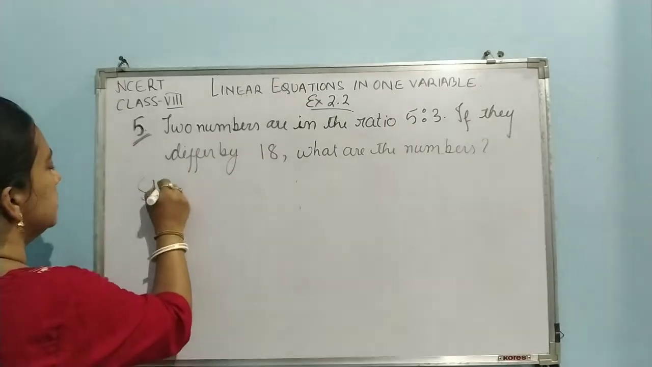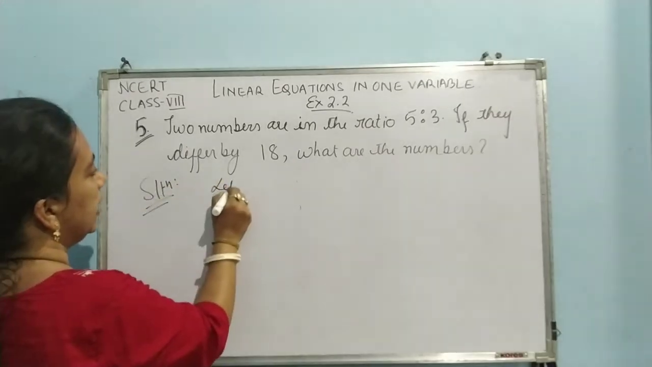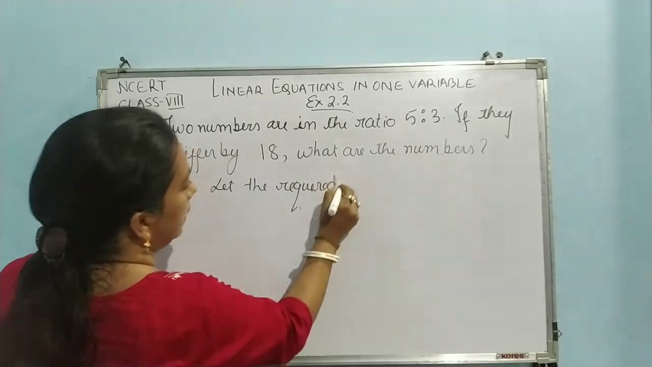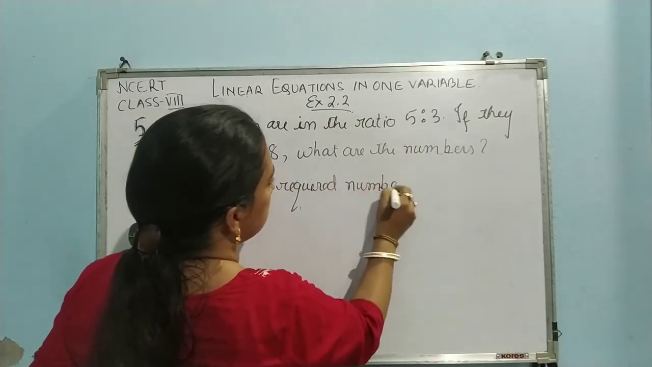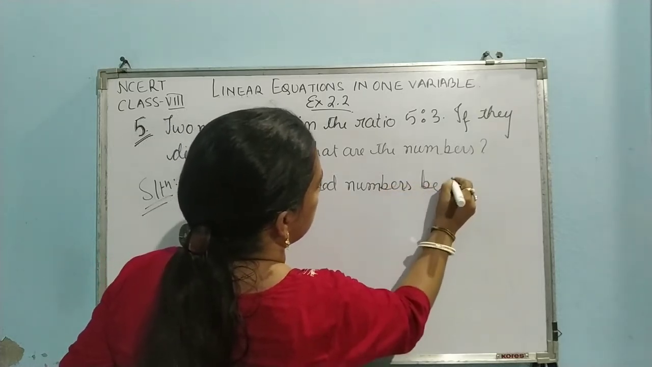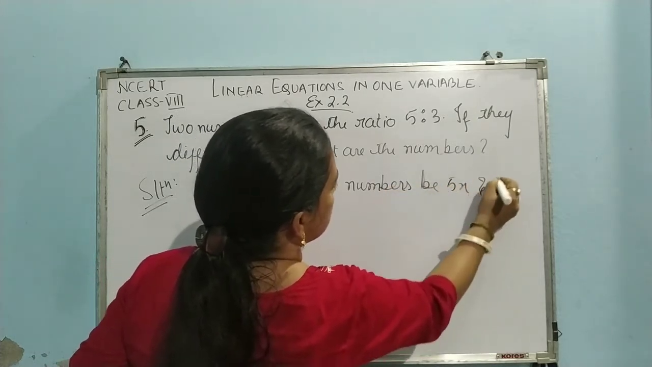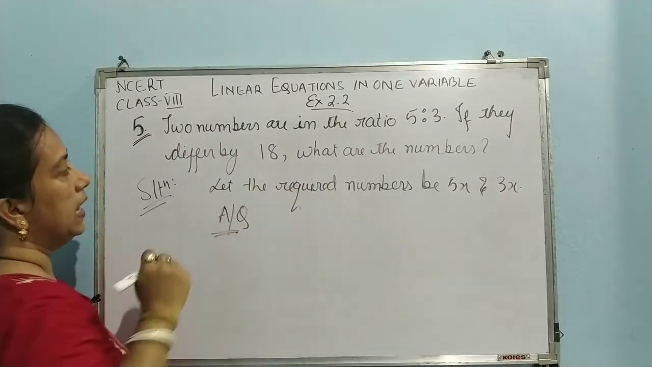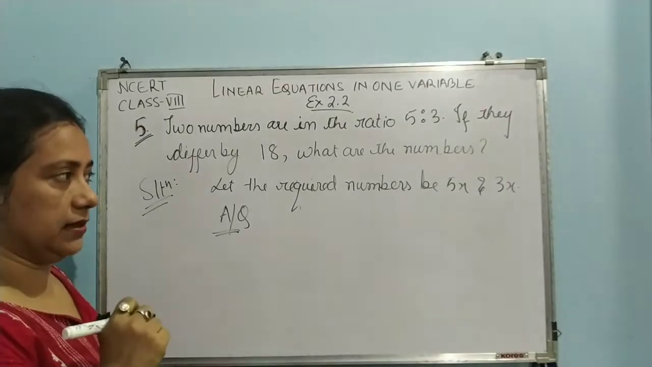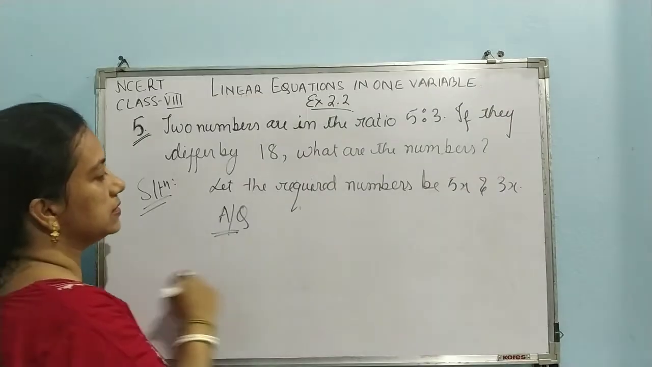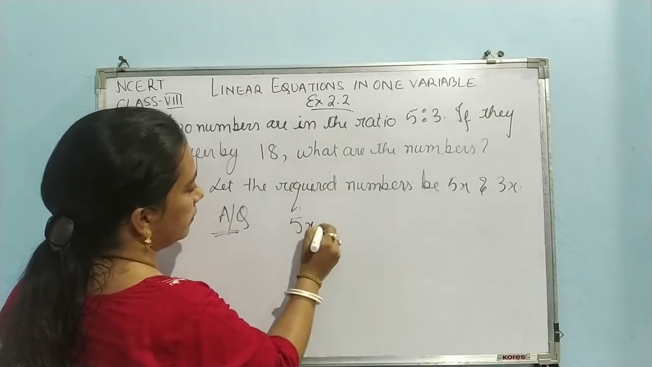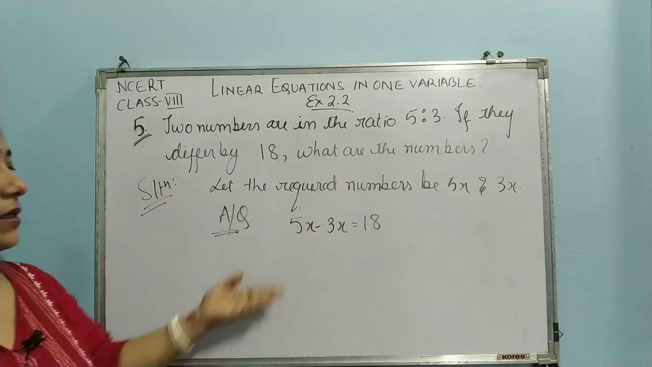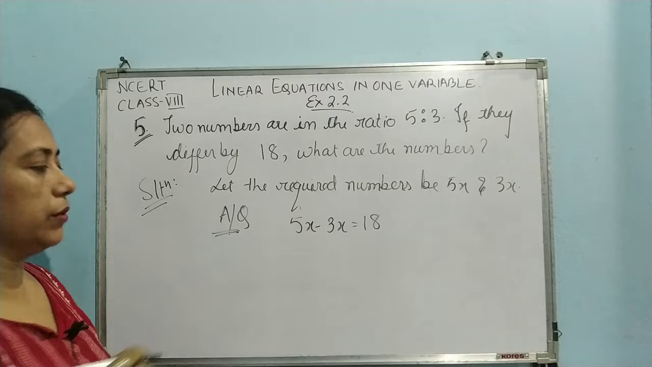So we can start the solution by writing, let the required numbers be 5x and 3x. Now according to the question, if they differ by 18, it means the difference of these two numbers is 18. So what can I write? 5x minus 3x is going to give you 18. They differ by 18. Very simple. 5x minus 3x is equal to 18.